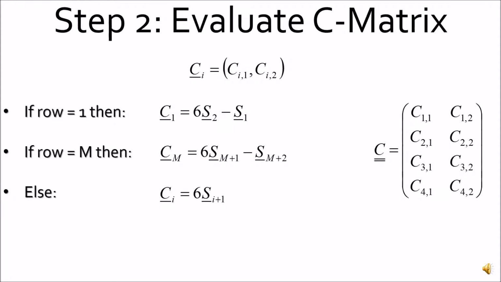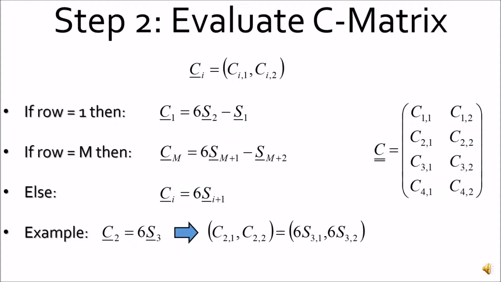And then for every other element, it's just the ith row of the C matrix is equal to 6 times the i plus 1 row of the S matrix. So you just shift all the rows down slightly by 1. Okay, so just as an example, the row C2 will be equal to 6 times S3. And if you were to evaluate both the elements, it's just as follows, which is relatively straightforward.